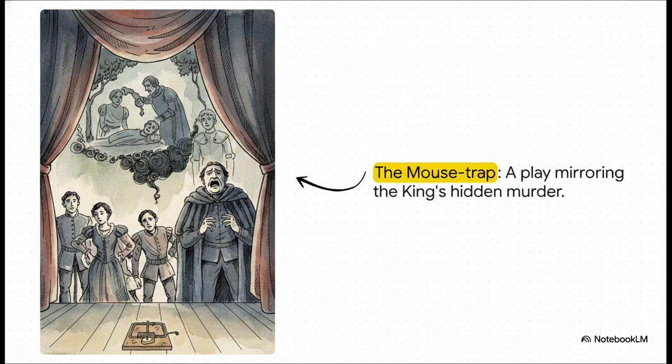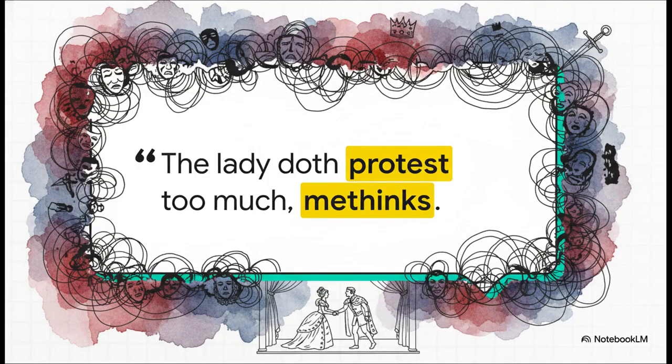Hamlet's goal here is brilliant: catch the conscience of the king and prove without a shadow of a doubt that the ghost was telling the truth. As the tension in the room visibly thickens during the performance, Hamlet's mother, Queen Gertrude, delivers this famously oblivious, proverbial line: "The lady doth protest too much, methinks."